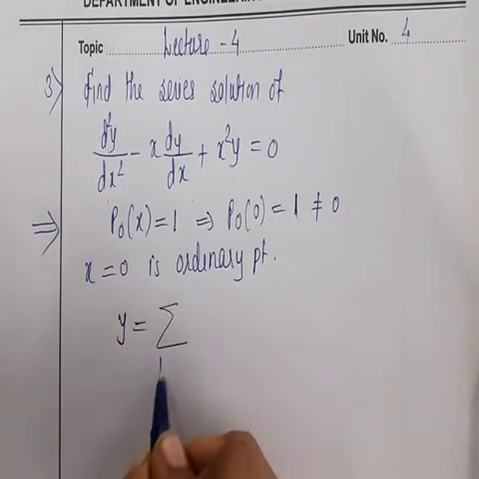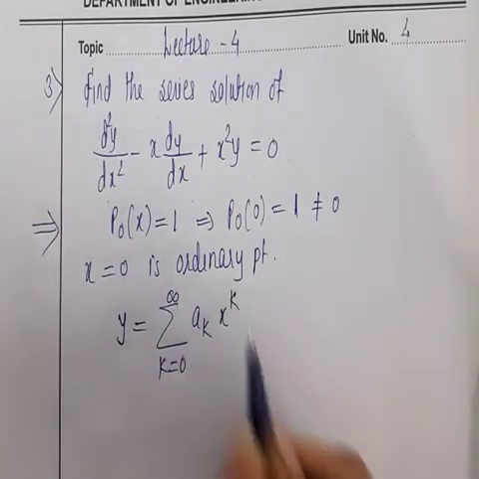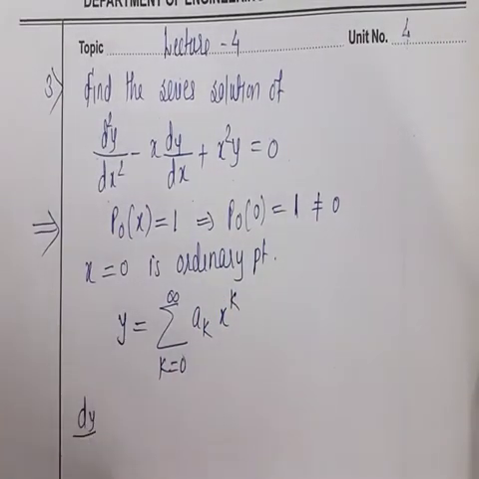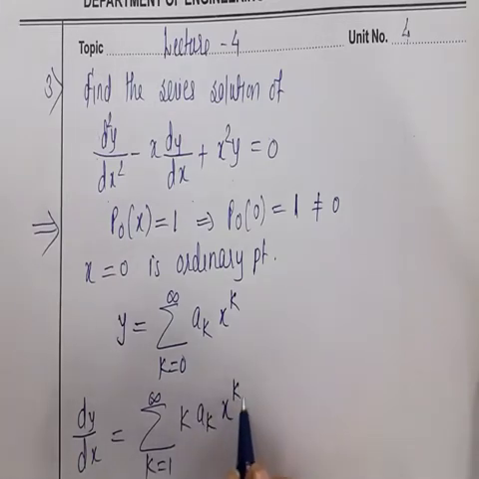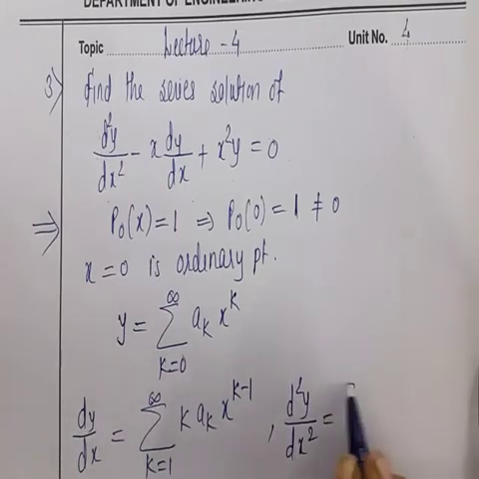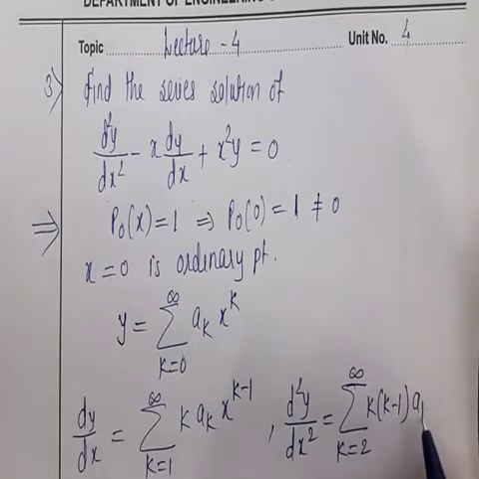Now to find the solution of this by using the power series method, consider the solution as y = summation k = 0 to infinity a_k x^k. Now we want dy/dx as well as d2y/dx². So dy/dx is summation k = 1 to infinity k a_k x^(k−1), and d2y/dx² is summation k = 2 to infinity k(k−1) a_k x^(k−2).